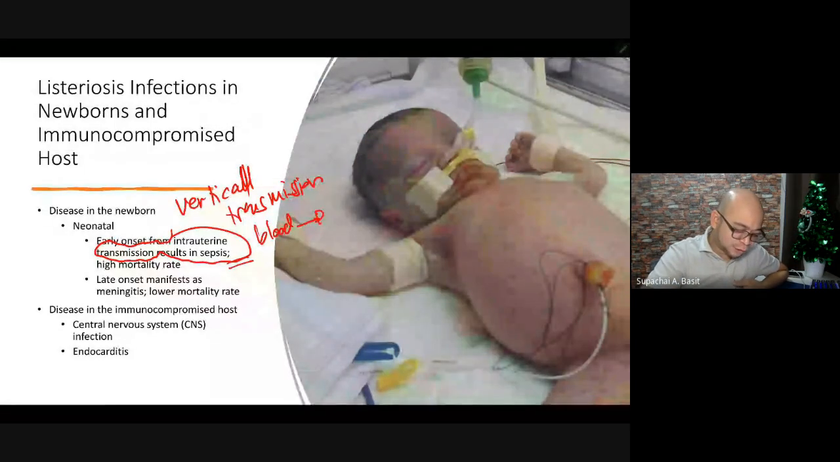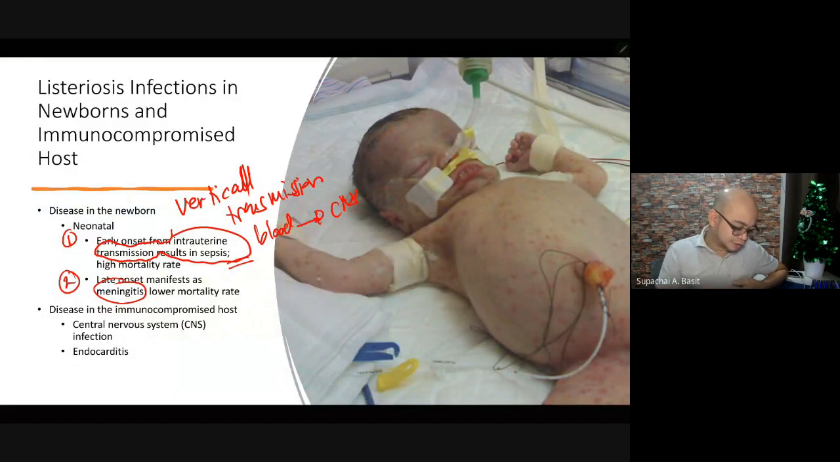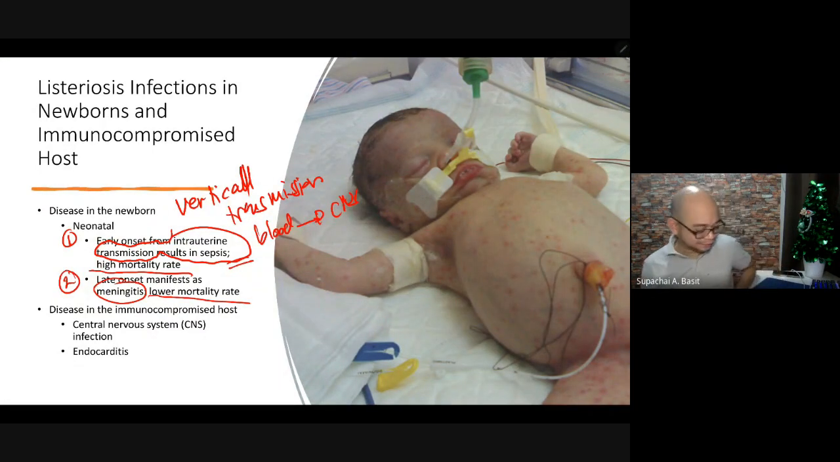And then it will go to the CNS, so there would be meningitis. There are two types of onset: the early onset and the late onset. The early onset would have a high mortality rate, but the late onset would have a lower mortality rate.